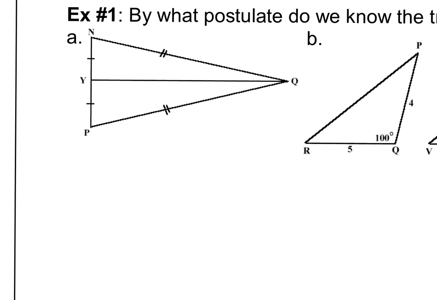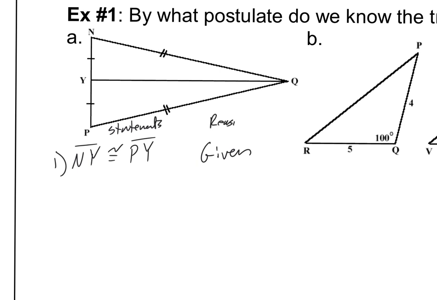And so what we could do is we could say, what's the first thing I know? Well, the first thing I recognize here is that segment NY is congruent to segment PY. And how do I know that? Well, it's marked right here. So anytime it's marked, I would say that's given. And so what I'm going to do is list some statements, and I'm going to list the reason I know those things to be true. And this is what a proof, it's called a two-column proof, generally looks like. I'm going to list things over here that I know to be true, and over here I'm going to write how I know they're true.